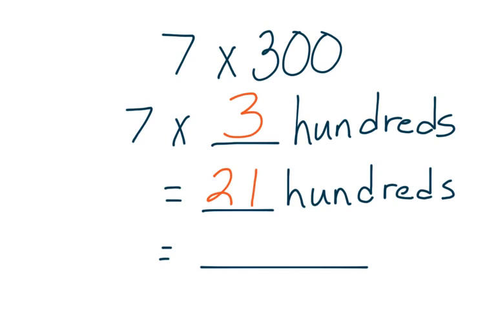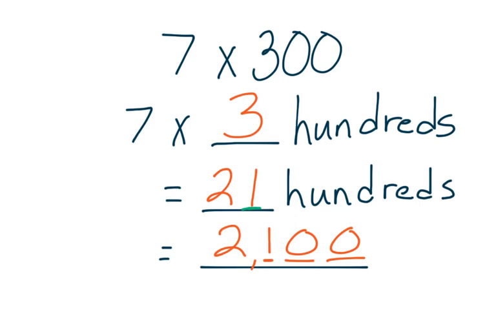Now this goes back to chapter 1 when we were writing numbers based on their place value. Because we're talking about hundreds, we want this 1 to be in the hundreds place. So we're going to write our 21, and our 1 is going to be in the hundreds place, which means there are 2 places after that 1, and those 2 places get zeros. So 21 hundreds is equal to 2,100. When we multiply 7 times 300, we get 2,100.